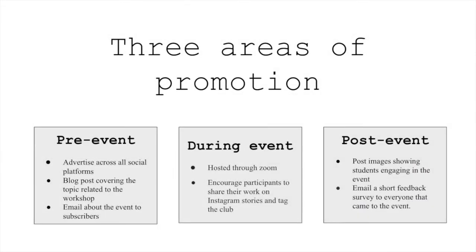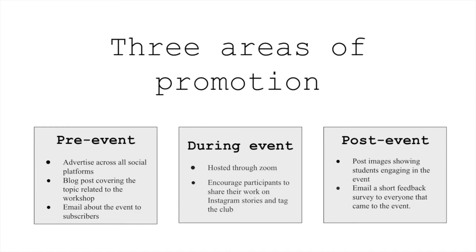The event has various digital promotional stages that need to be recognised. The three areas of promotion through digital content are pre-event, during event, and post-event. Pre-event, the event will be advertised across all social platforms a week before the date of the event. A blog post covering the topic related to the workshop will be posted before the event, and an email will be sent out about the event to email subscribers.